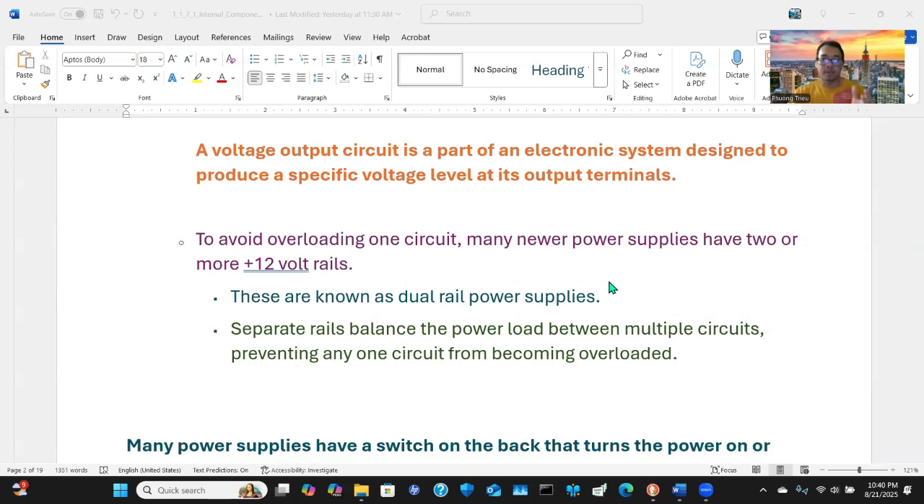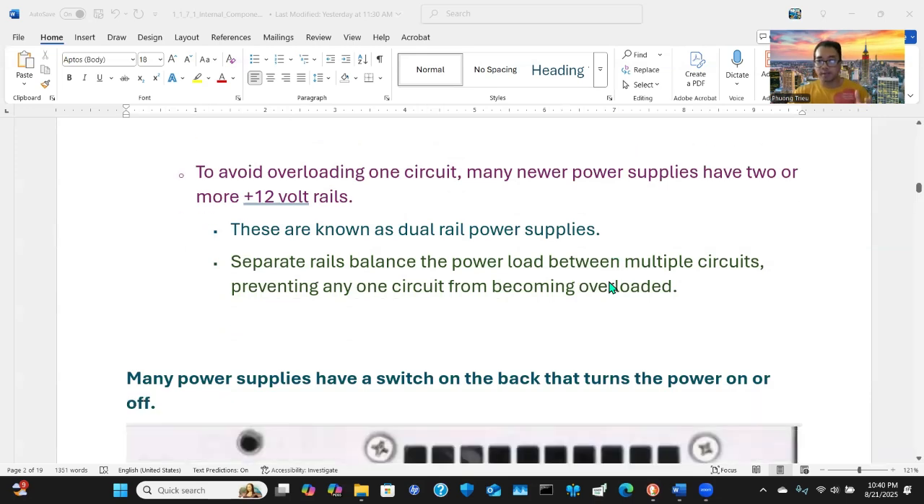To avoid overloading one circuit, many newer power supplies have two or more positive 12-volt rails. These are known as dual rail power supplies. Separate rails balance the power load between multiple circuits, preventing any one circuit from becoming overloaded.